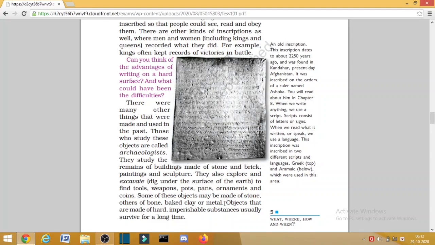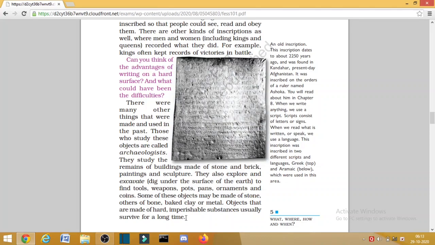Some of those things are made of stone and others of bone, yet others of baked clay or metal. Objects that are made of hard, imperishable substances usually survive for a long time.